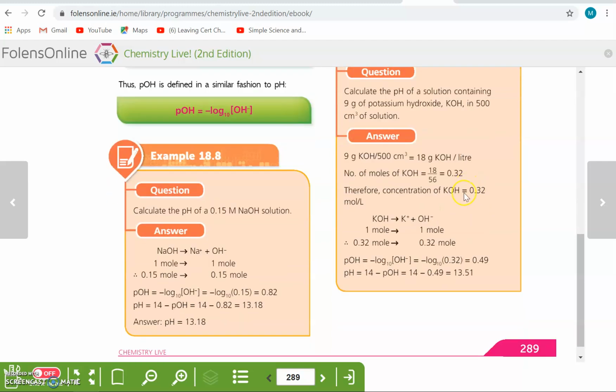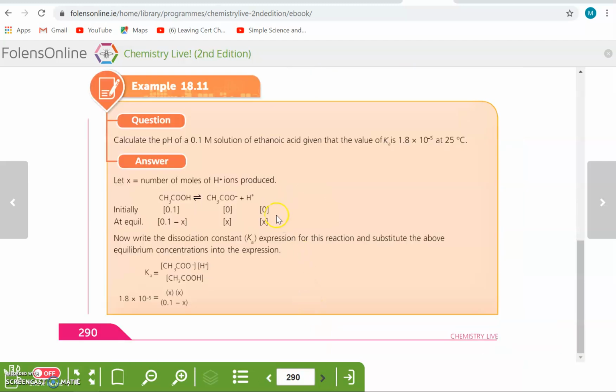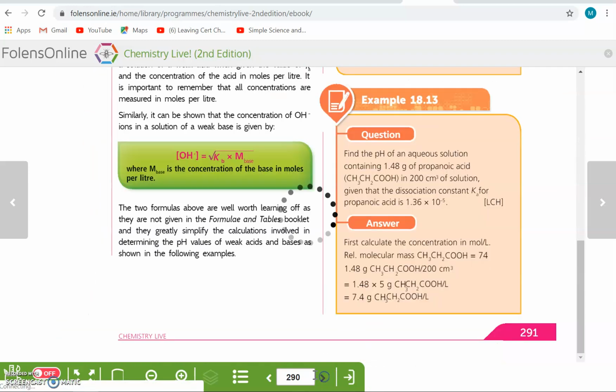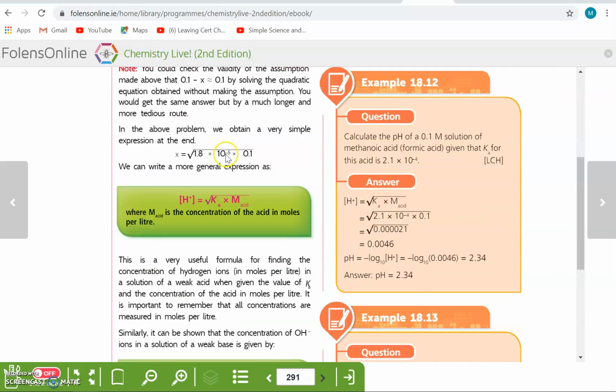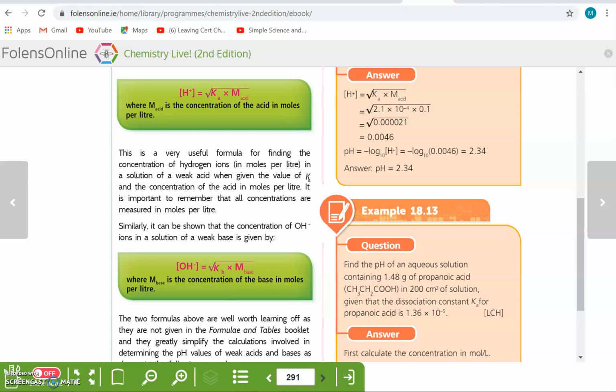Okay, the second question here is pretty similar. You can have a look at that as well. This guy then, in relation to calculating a weak acid. So they go through this whole calculation here on the bottom of page 290, the top of page 291. I wouldn't look into it too much. What's important is these two formulas here.